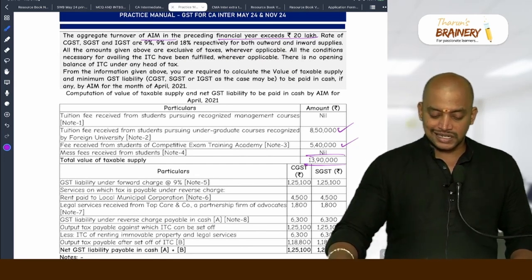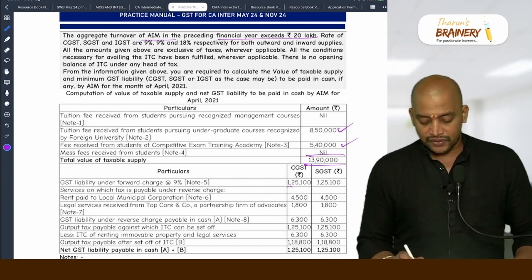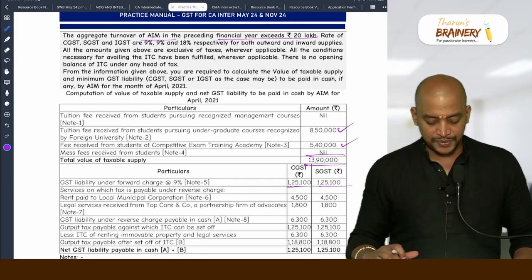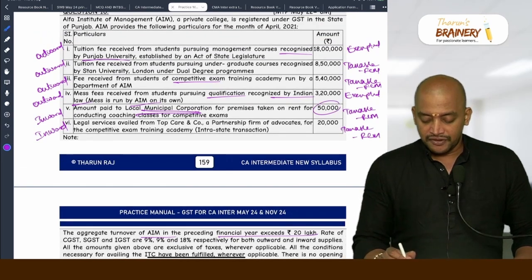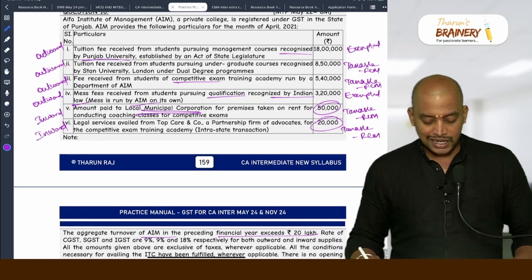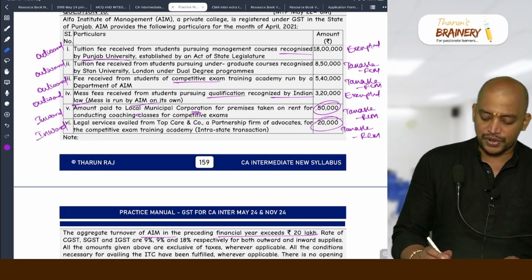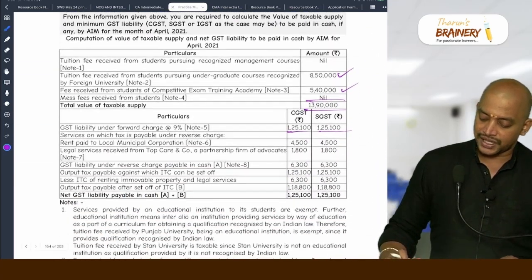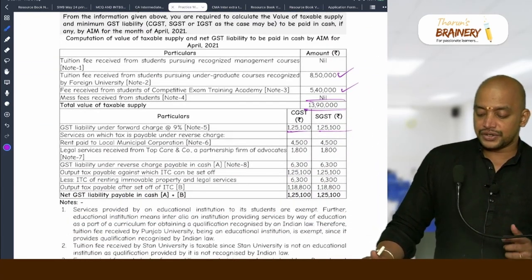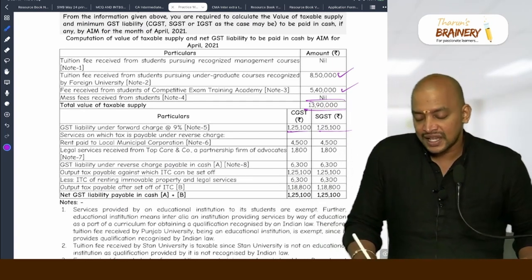CGST and SGST will be taken, 9% and 9%, so 13,90,000 into 9%, 1,25,100 each. Then next one, second statement, GST payable under RCM, 50,000 and 20,000, and this is intrastate only, legal service. Local municipal corporation also intrastate only. So 50 plus 20, 70,000 into 9%, 6,300. But that 6,300 we can avail as ITC also. So it will come in statement 2 and 3.